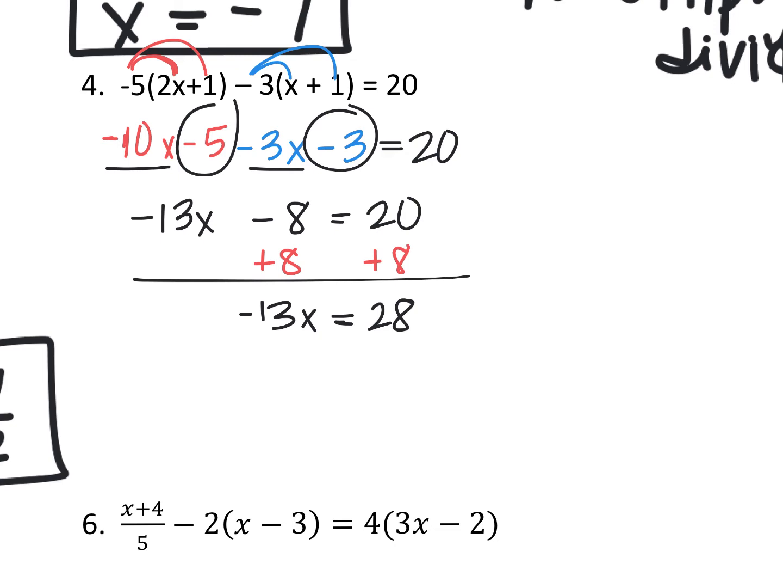Divide negative 13 on both sides. Yeah, divide by negative 13. And this is not pretty. If you have a calculator, you could type it in. I don't actually know what it's even going to give you as a decimal, but it's always fun to check.